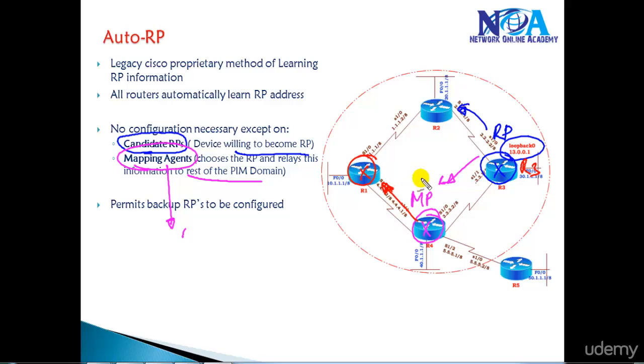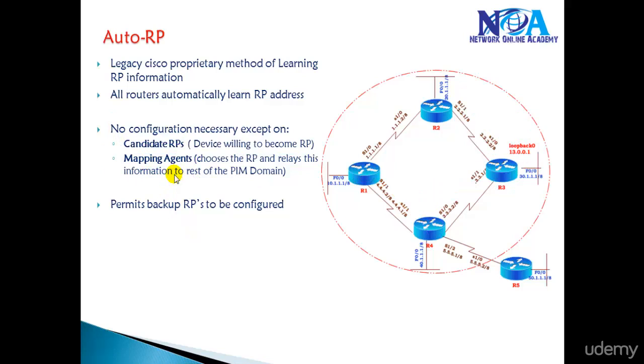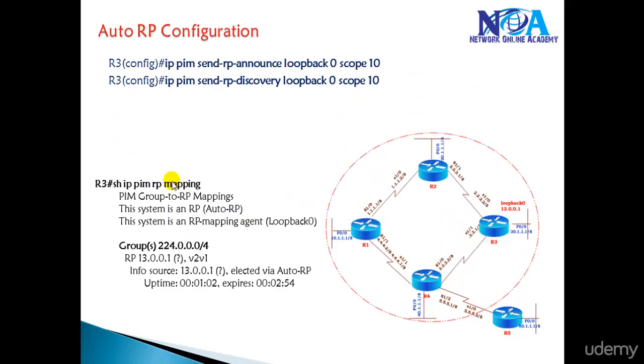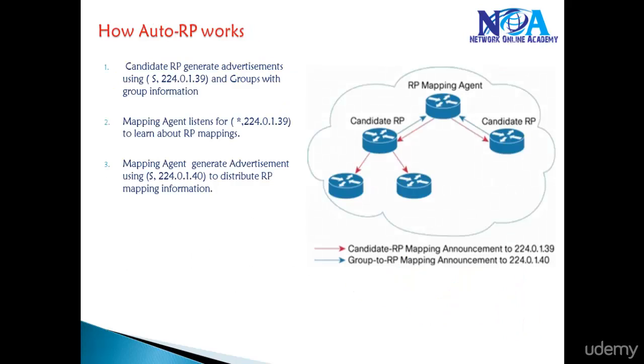Now it's not mandatory that you must use different routers for the RP and the mapping agent. You can still configure the same router as the RP as well as the mapping agent. So here are two different roles: one is the candidate RP and the other one is the mapping agent. Now let's see how it works. The configuration is just two lines of commands. We'll get into the configuration in more detail in the next video. Here we'll quickly try to understand how AutoRP is going to work.